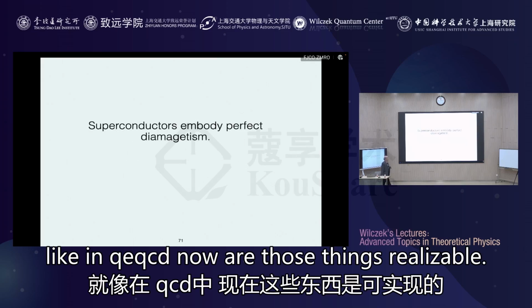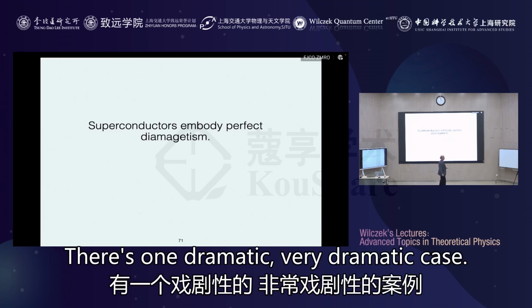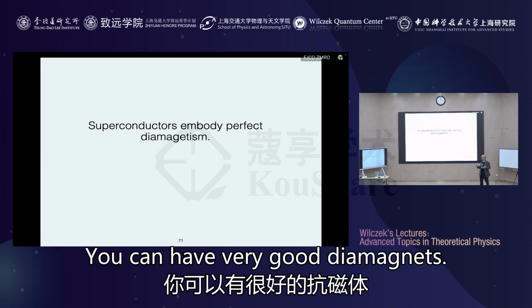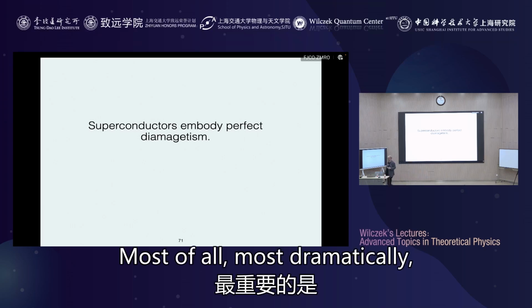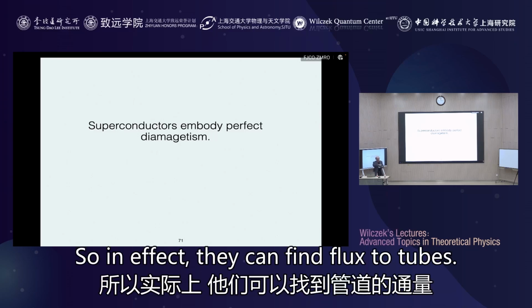Now, are those things realizable? Well, yes, there's one very dramatic case. You can have very polarizable materials. You can have very good diamagnets, but most dramatically perhaps, you can have superconductors, which are perfect diamagnets. So in effect, they confine flux to tubes.